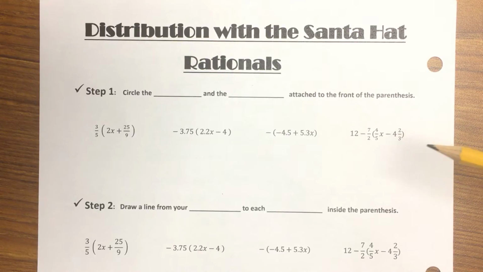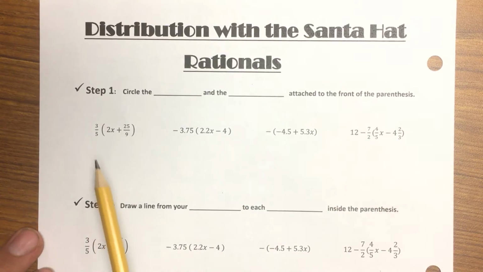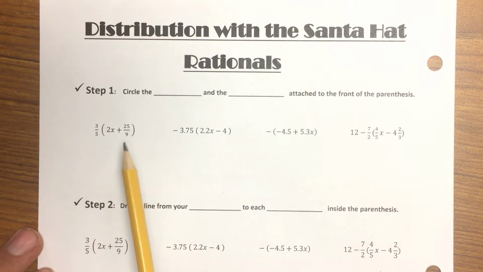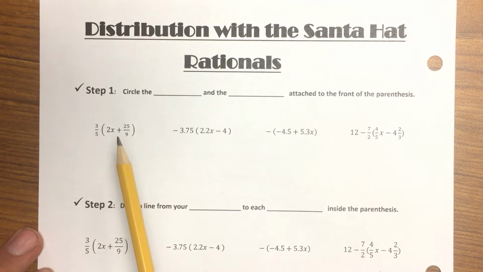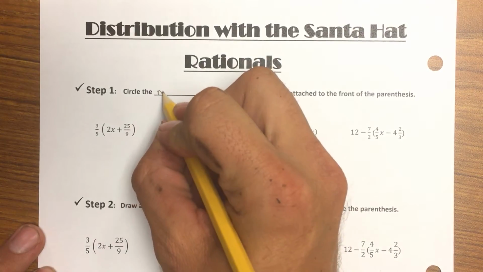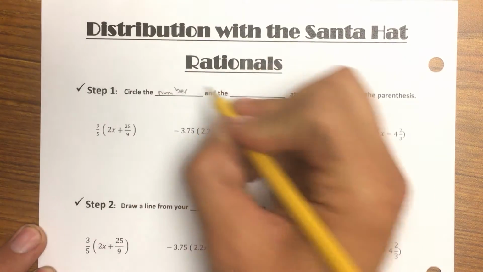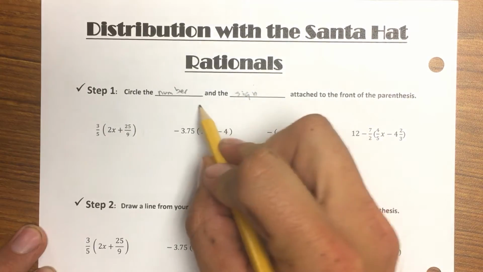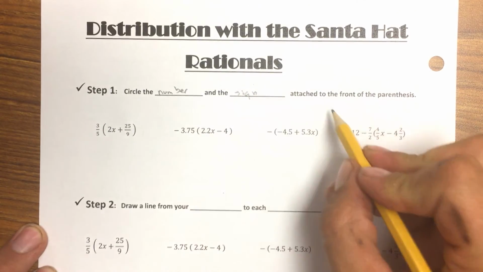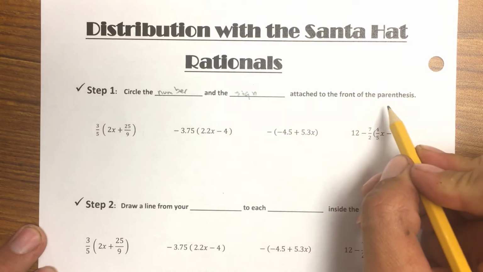So we're going to go back to distribution. We're still going to use the Santa hat. Just this time, instead of having integers out in front and integers on the inside, we're going to have a mix of different kinds of numbers. So step one, again, you've seen this before. It's to circle the number and the sign attached to it. We're going to circle the number and the sign attached to the front of the parentheses.